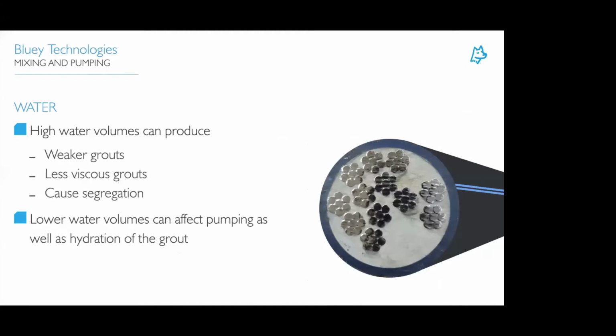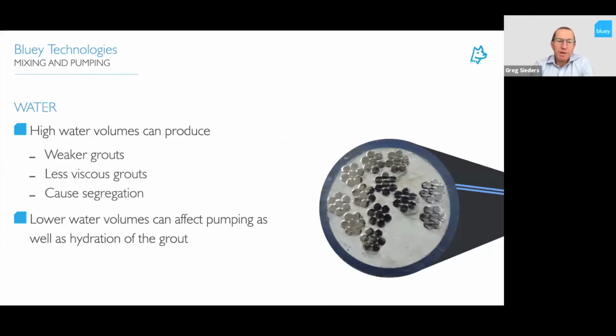With the water, like we talked about, high volumes of water can produce weaker grouts. They can produce a less viscous grout, and they can also cause segregation. So if you go outside those limits of your water addition to your grout, your cement particles and the sand that is in the grout to help it be a non-shrink grout can lose suspension and drop out. This can cause issues with getting pumps blocked, mixers blocked, and not having a great performance in your grout.